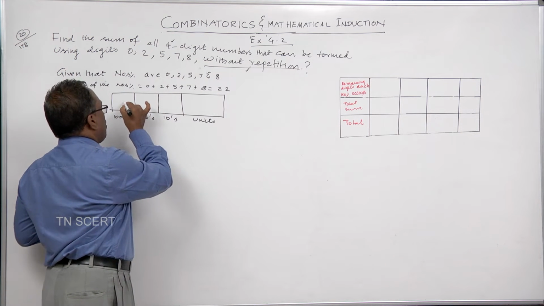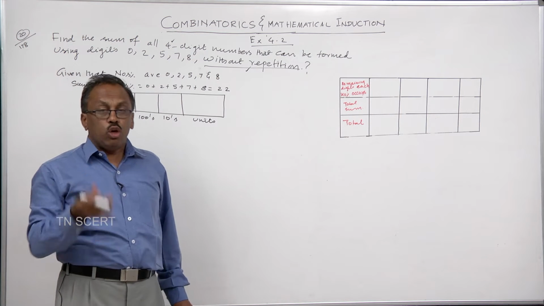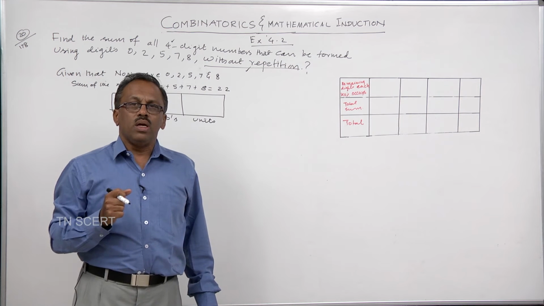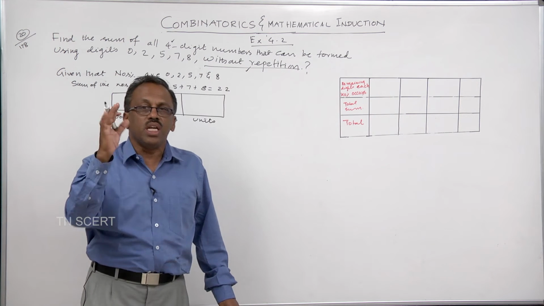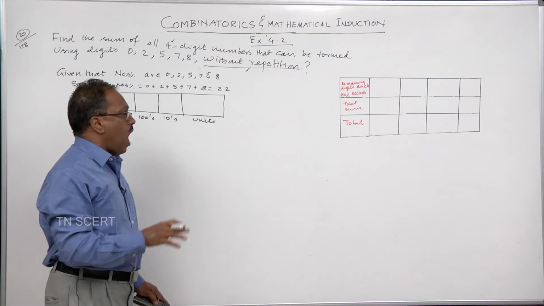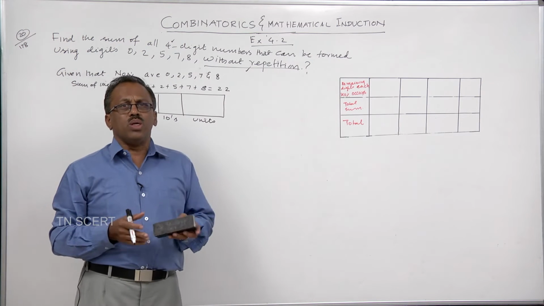Definitely 0 cannot be allocated in the thousands place. If you allocate the thousands place as 0, what would happen? Instead of a 4-digit number, this would become a 3-digit number. We need only 4-digit numbers, and we have to sum up all those numbers also.